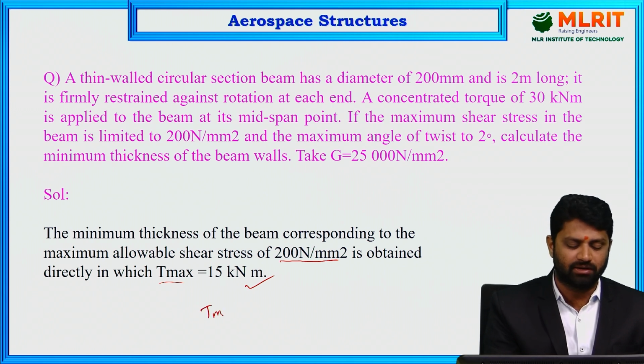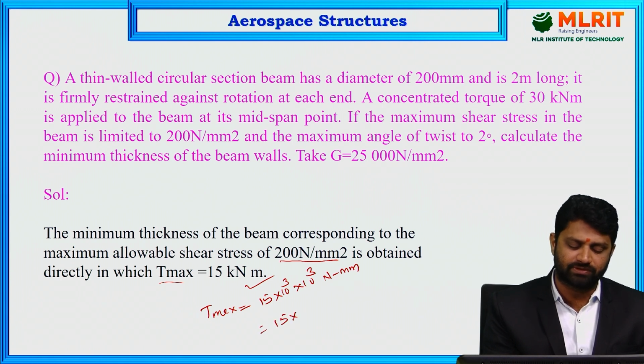Again, we will convert this into Newton mm. So 15 into 10 to the power of 3 for 1 kilo, and then another 10 to the power of 3 for converting meter into mm. So 15 into 10 to the power of 6 Newton mm is the maximum torque.